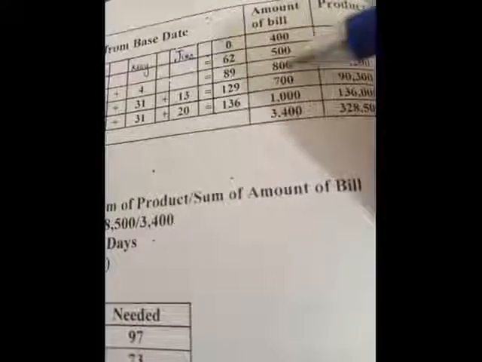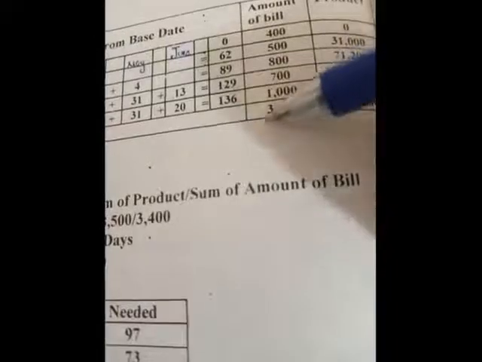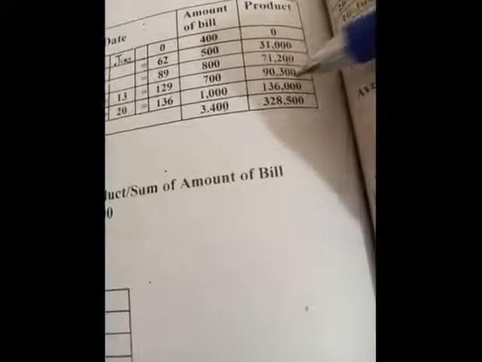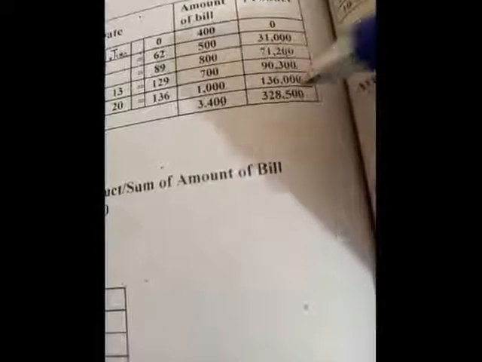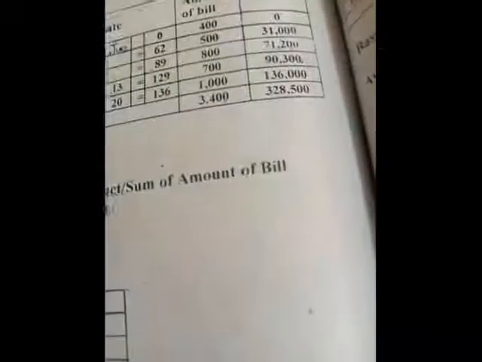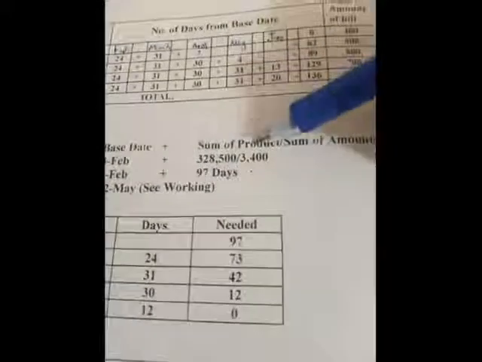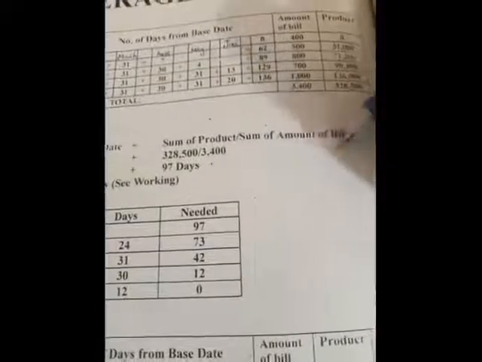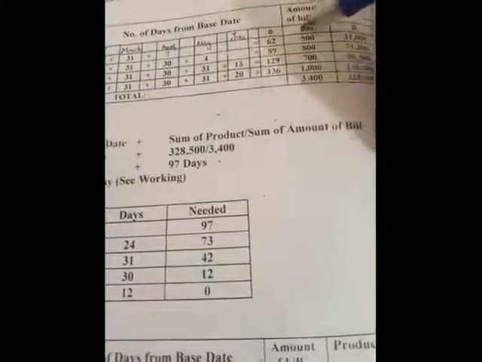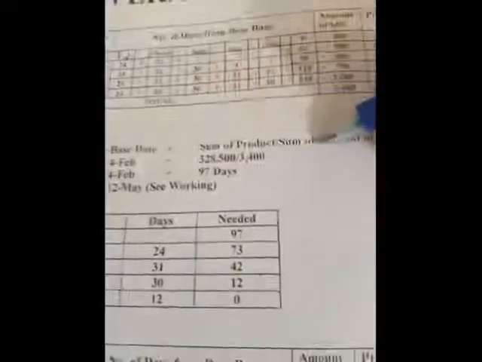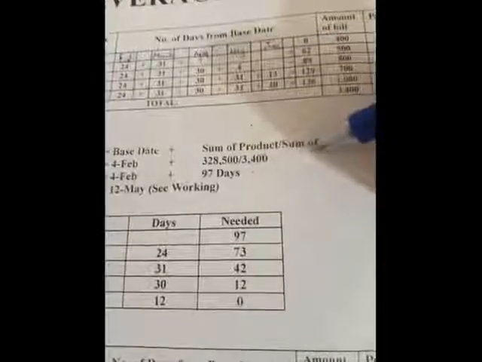400 plus 500 plus 800 plus 700 plus 1000, we will get 3,400. 31,000 plus 71,200 plus 90,300 plus 1,36,000, we will get 3,28,500. Now step number 6 is to apply the formula. The base date is 4 February, and the formula of average due date is base date plus sum of product divided by sum of amount of bill.